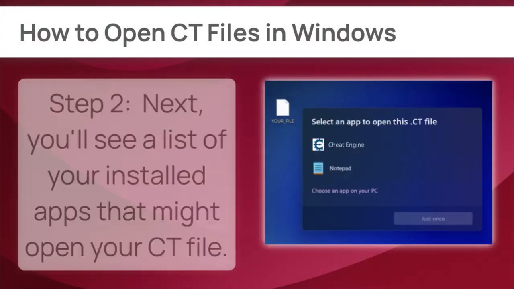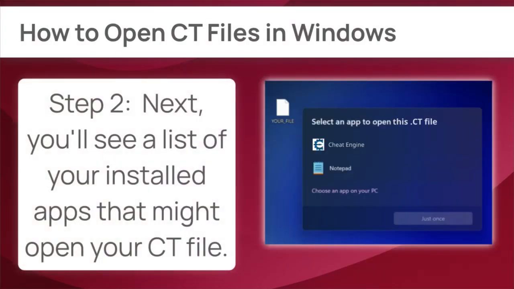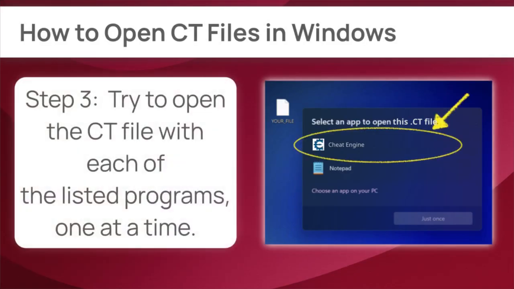Right-click the CT file and select Open With. Prioritize Cheat Engine if you see it. If not, select another program. A systematic approach is best here.